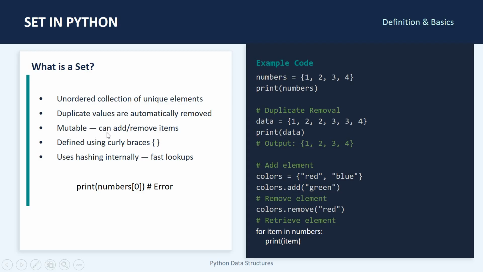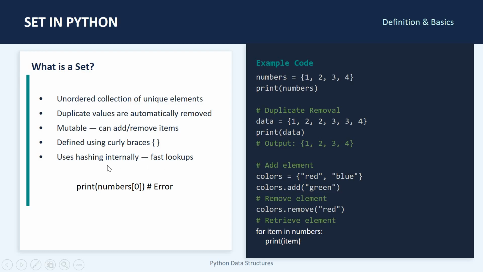Third, it's mutable. Mutable means we can add or remove items. So that is a mutable thing. It is defined using curly braces. Set will always be defined with curly braces, like list was defined with square brackets and tuple was defined with parentheses. Set is defined with curly braces. It uses hashing internally, which is used for fast lookup. Okay, that is the use of hashing.